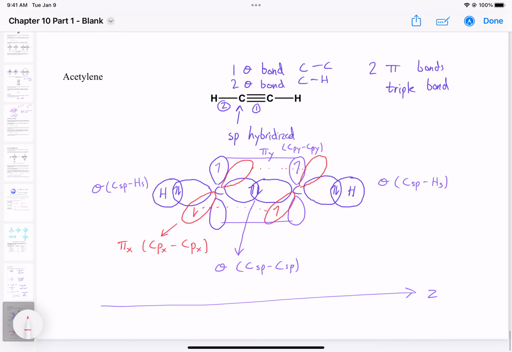Okay, all right. So let's end. This is the end of chapter 10, part 1. We're going to pick up in the next video on part 2, where we talk about the other major theory of bonding, molecular orbital theory. So I will see everyone next time.